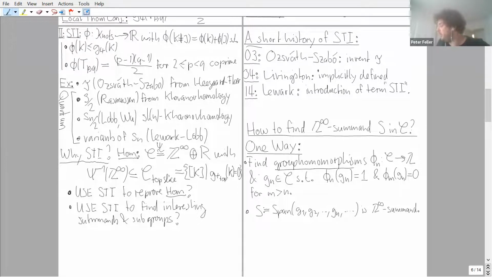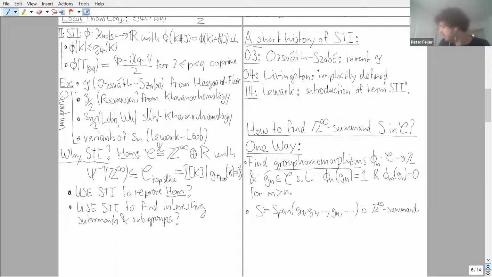So whenever you find a group homomorphism, let's say to Z, which on a given element is 1, and on all other elements, let's say there are countably many of them, is 0, then the span of these elements is an infinite summand. And if you could do this with slice-torus invariants, you would actually reprove Chen Hom's result and actually something stronger. So you can wonder, can you do it? That's my motivation for why one might study slice-torus invariants if one is primarily interested in the concordance group.